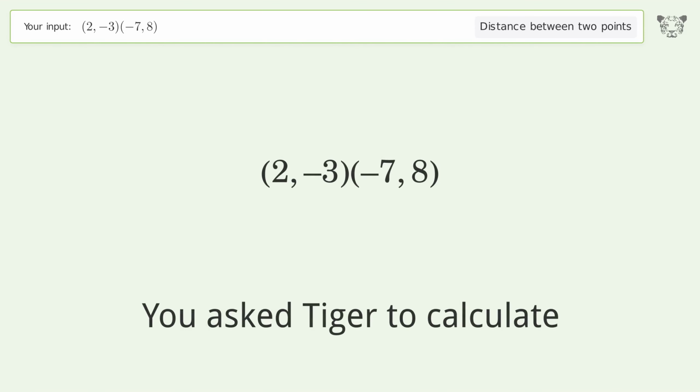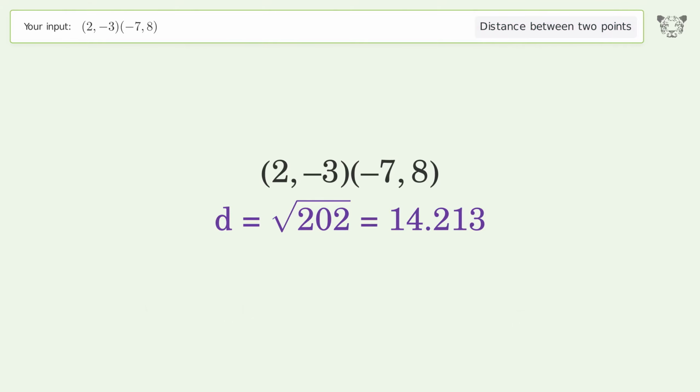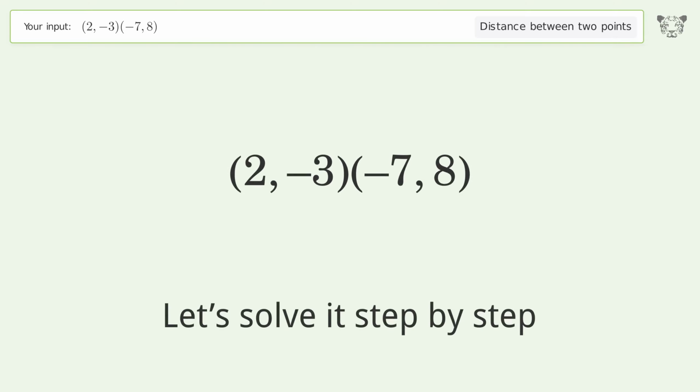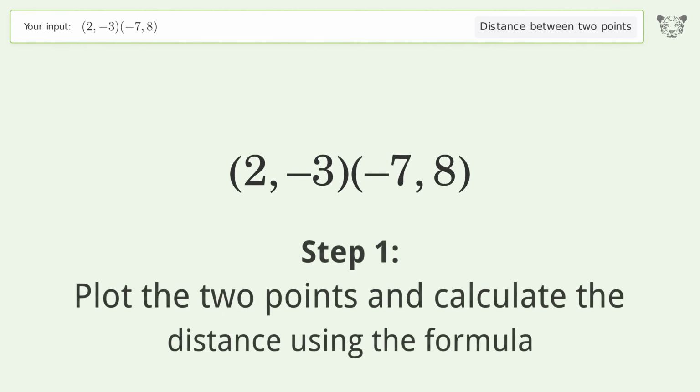You ask to calculate the distance between 2 points. The distance between the 2 points is the square root of 202, or 14.213. Let's solve it step by step. Plot the 2 points and calculate the distance using the formula.